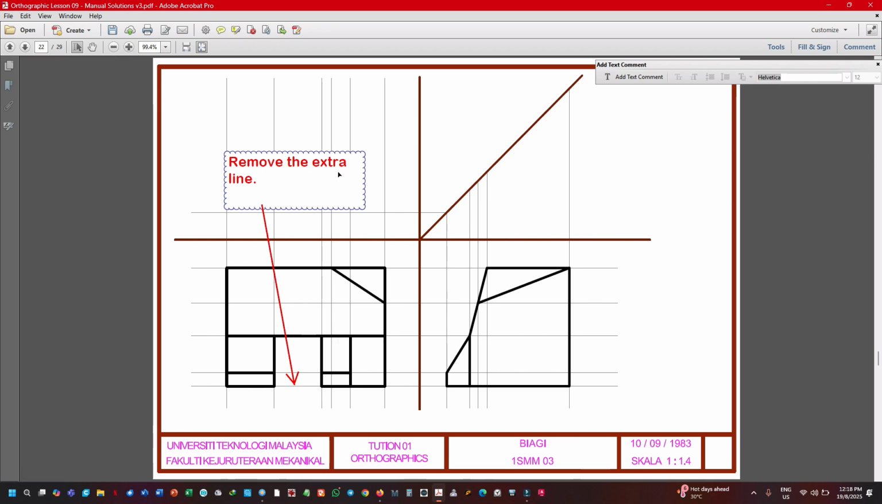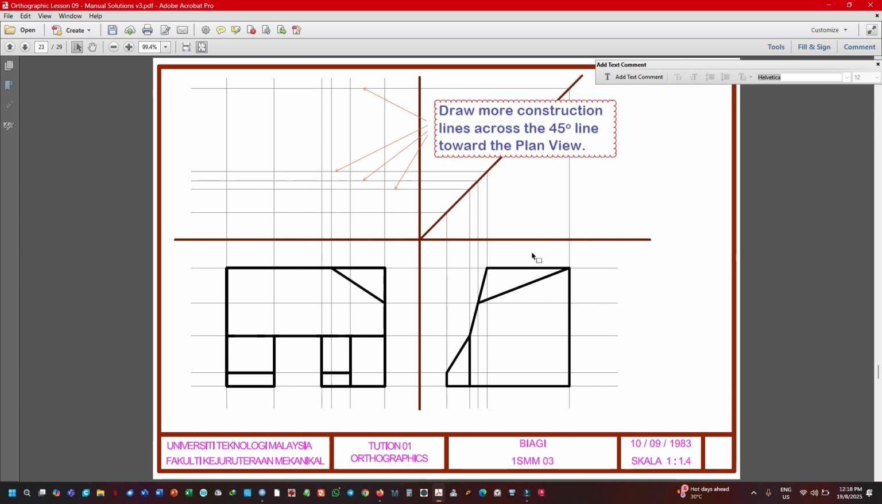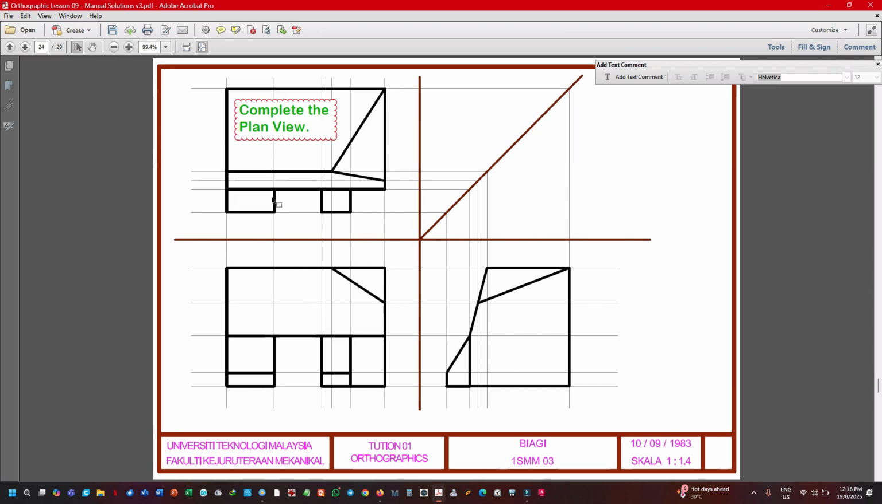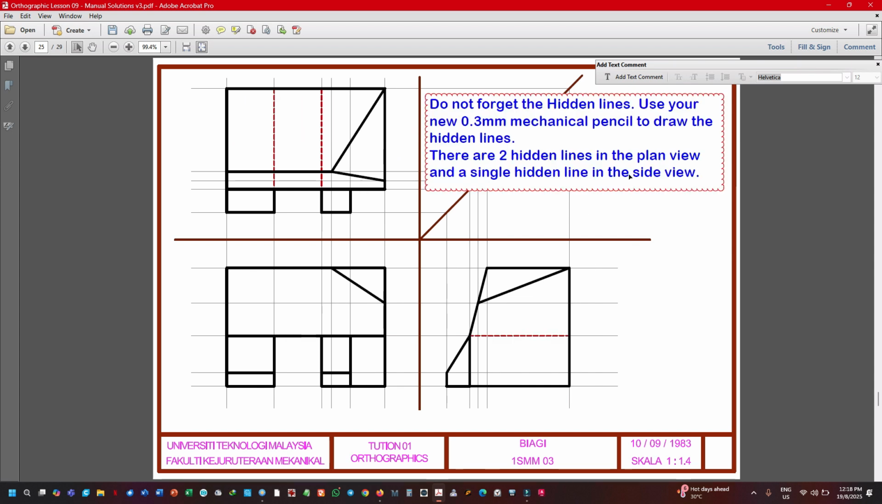Now you're going to draw this plan view. From here you deflect 45, 45, 45, 45. So these are the lines deflected. From here you can now finish your plan view. All the dimensions are inside here. This is the final form of your plan view. And then do not forget the hidden lines. Use your new 0.3 mechanical pencil to draw the hidden lines, which is here, and of course this one more here.